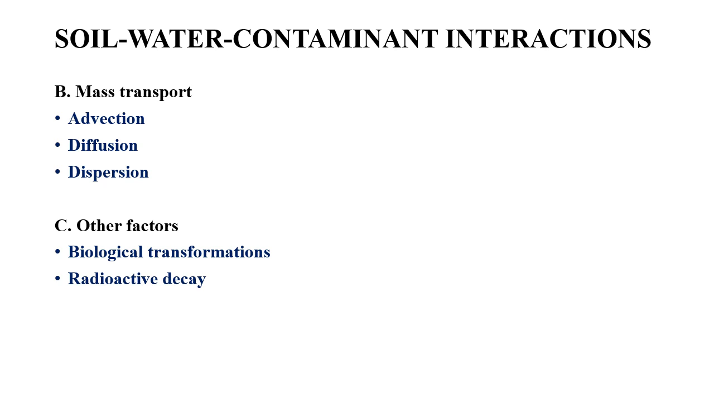Other than that, there are some mechanisms which happen during the transport of the contaminants, like advection, diffusion and dispersion. The other forms of interactions which can take place are biological transformations and radioactive decay. Overall, these are the different types of mechanisms or interactions which can take place in our soil environment when contaminants come in contact with it.